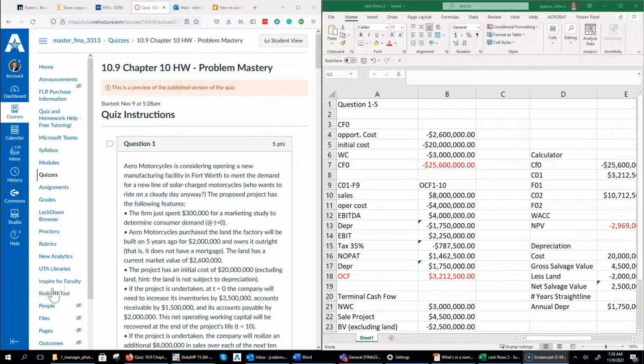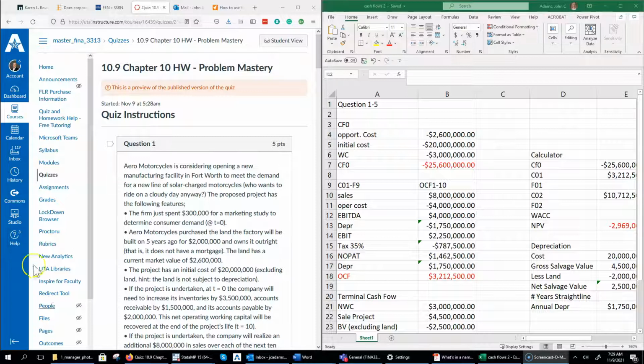Let's talk about the large capital budgeting project problems that are in Chapter 10, homework problems, questions 1 through 5. So we have Aero Motorcycles, and they're considering opening a new manufacturing facility. And we've got a lot of information in here.